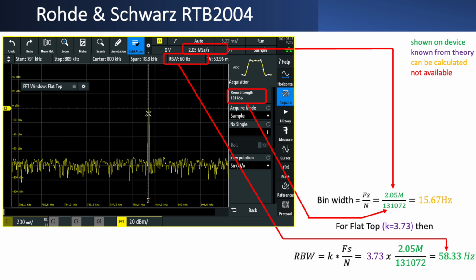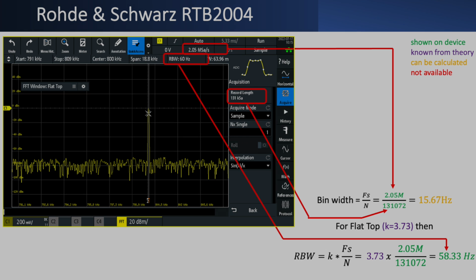So plugging these values into the formula for bin width, we divide the sample rate by the number of FFT points, and we get 15.7 Hertz, which apparently must be the bin width in our calculation. And then if we want to go from bin width to resolution bandwidth, we have to multiply again by the factor for flat top. And when we do so, we would end up at 58.3 kilohertz. And indeed, that is the same resolution bandwidth as the device is showing itself on the screen, 60 hertz. So up to here, that all looks fine.